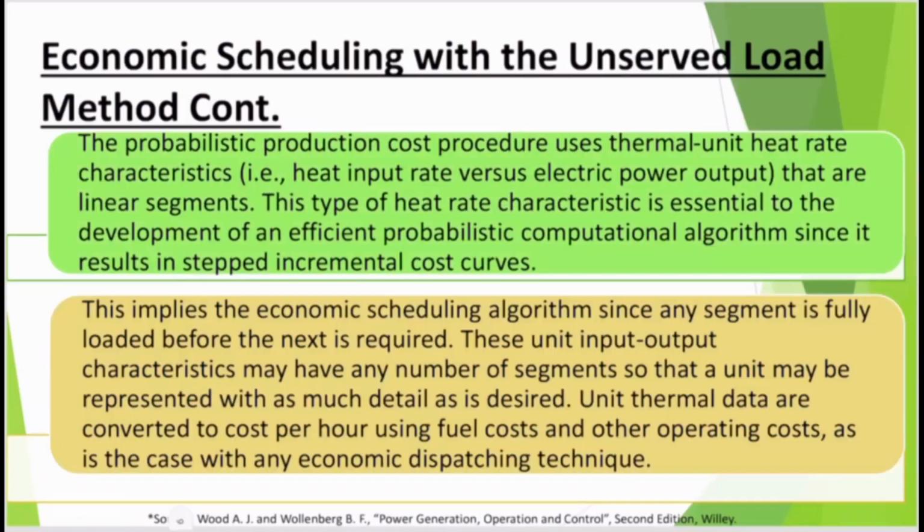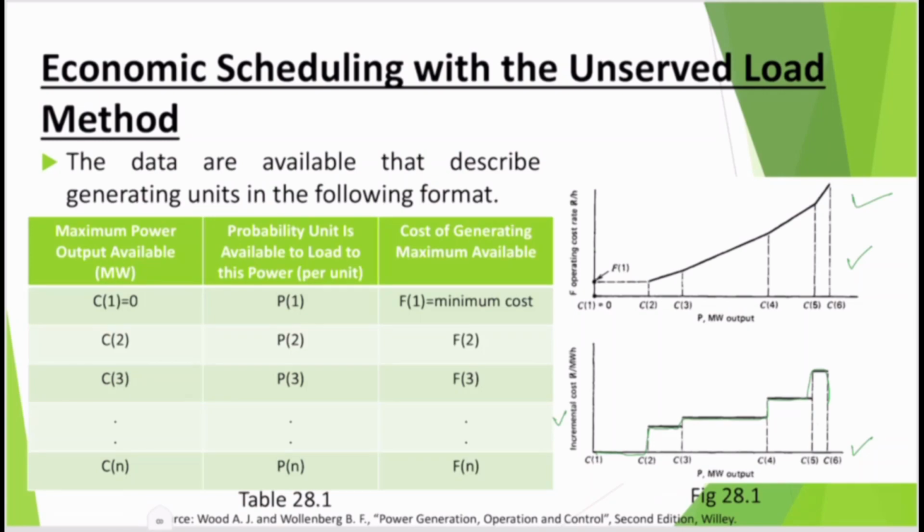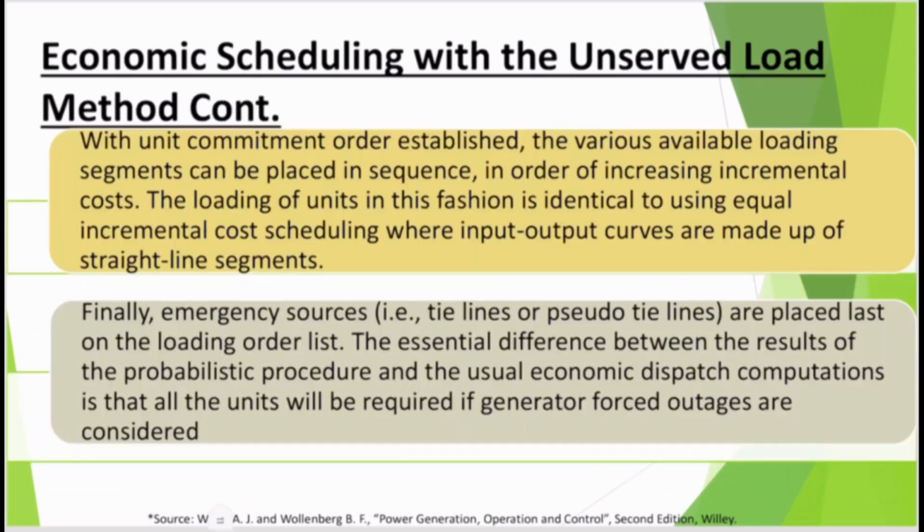Means linear, even if you differentiate incremental cost, they become straight lines. Means as you have seen in this diagram, these are my linear incremental cost, the linear operating cost characteristics. And when you plot the incremental cost, you could see they are simply straight and linear characteristics. Finally, emergency sources, that is tie lines or pseudo tie lines, are placed last on the loading order list.